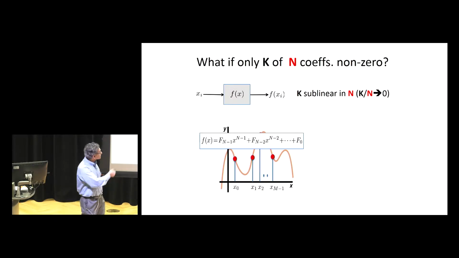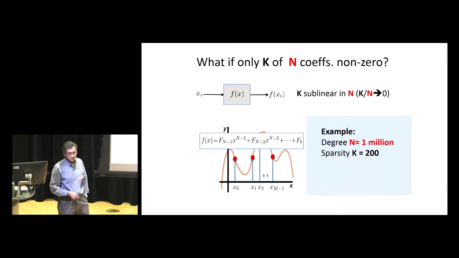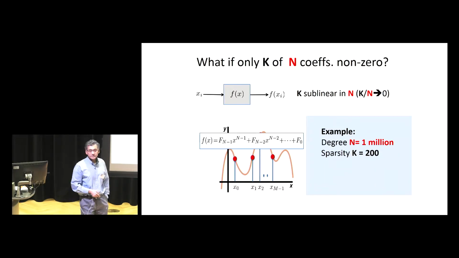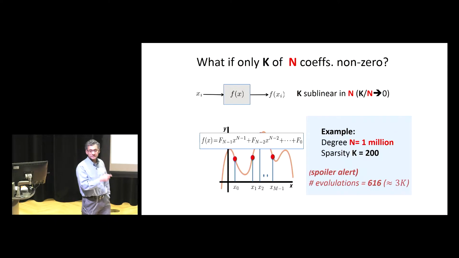So in this example, f of x is, of course, your nth degree polynomial. Say n is 1,000,000, big number. But the sparsity is 200. Only 200 of these million coefficients are non-zero. So how many evaluations do we need, and how fast could you do this? And spoiler alert, it turns out you need only 616 evaluations for this example. So that's a distinct savings in computation time.